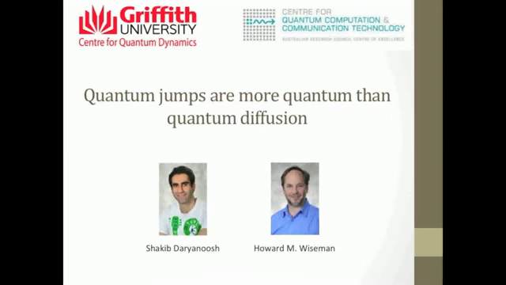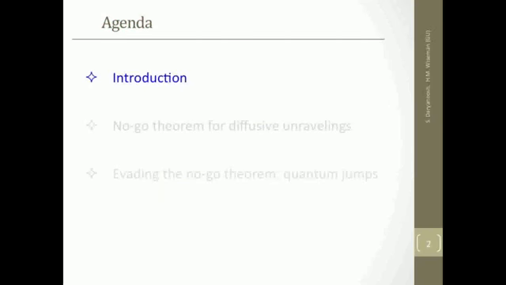Hello, this is Shakib Daryanoosh, and I'm going to present one of our latest results on quantum steering and dynamical quantum events. I've organized this video abstract in three sections. First, some background information to the content, then the statement of a no-go theorem for diffusive unravelings, and finally a quantum jump scheme that proves that the limitations imposed by this theorem can be evaded by using quantum jumps.